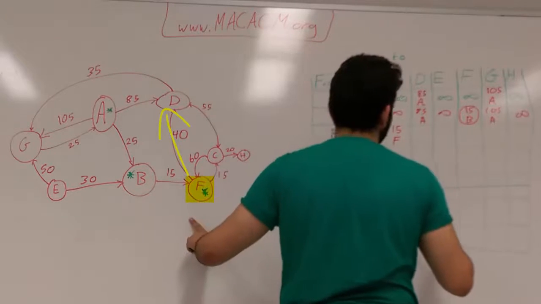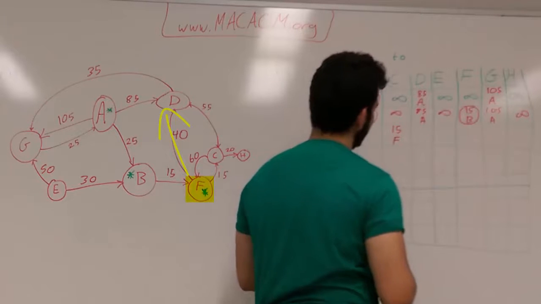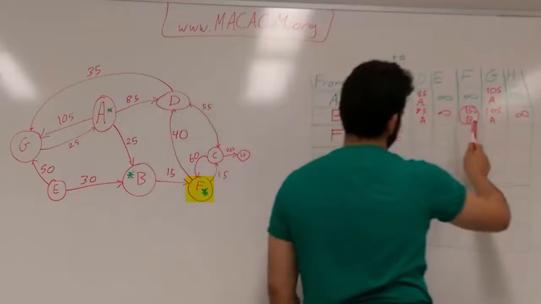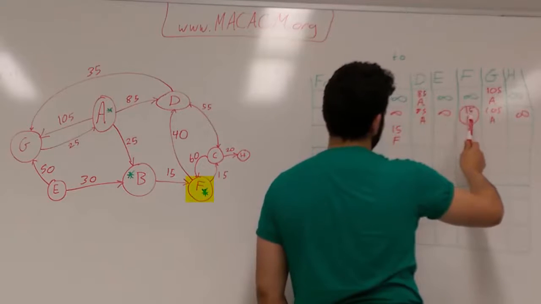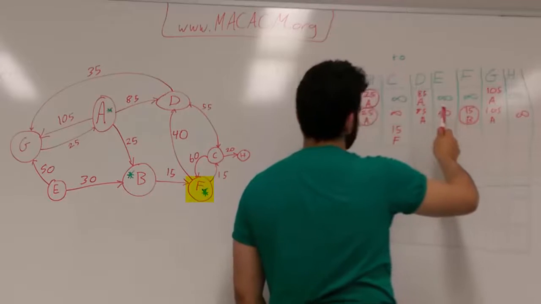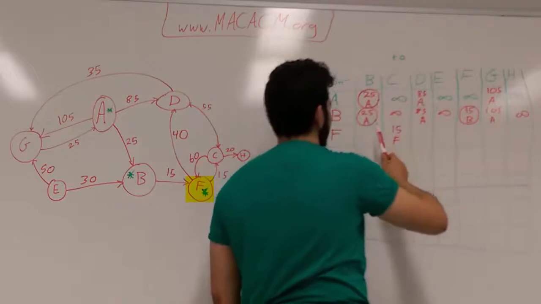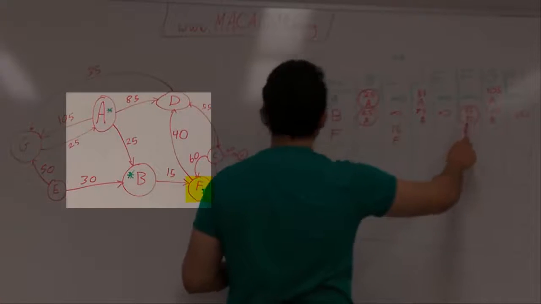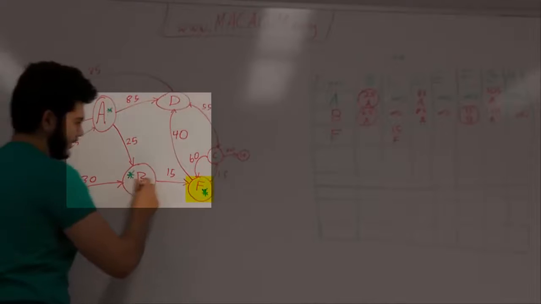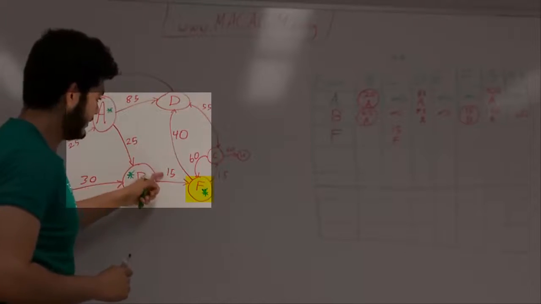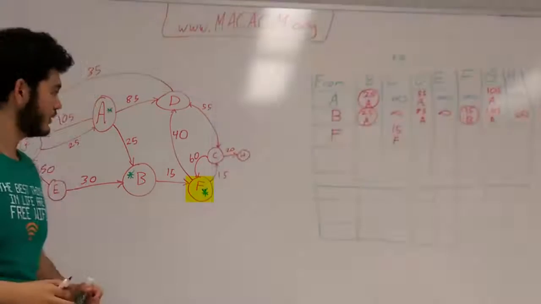So we got to F. The total cost to get to F is pretty much 15 plus 25. Since to get to F using this path, I have to pay 25 to get to B and pay another 15 to get to F. So that would be 25 plus 15, which is equal to 40.